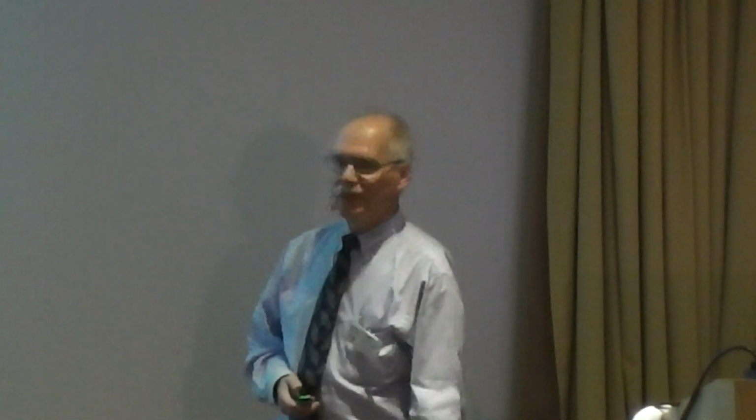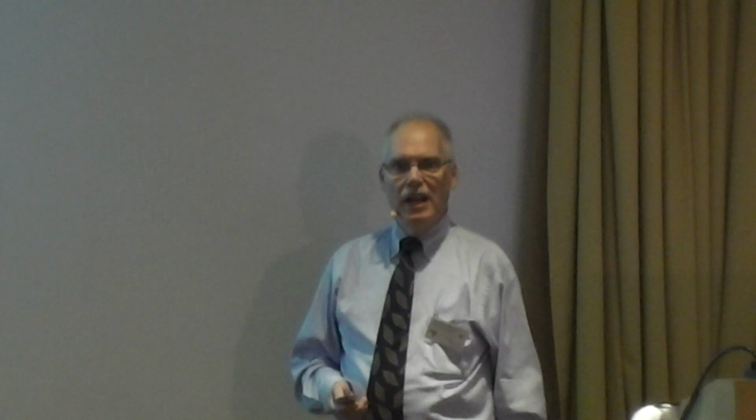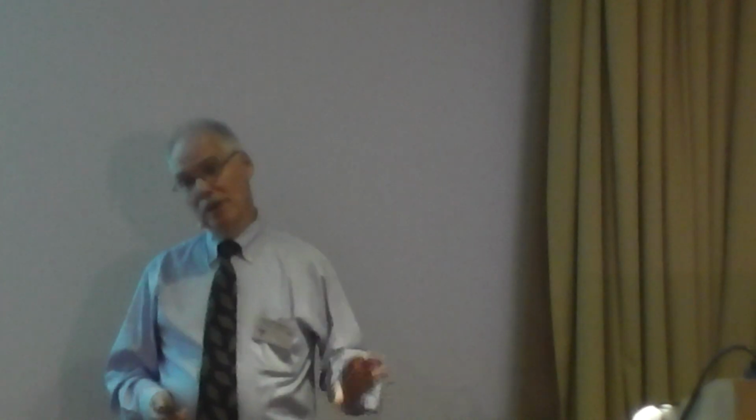Well, let's see how to do this in Excel. Excel has a function called norm.dist, which calculates the bell-shaped curve, the normal distribution. It takes 4 arguments. The first one is the number. The second one is the mean. The third one is the standard deviation. The fourth one says, is this a density or a cumulative distribution? So you give it all that information, and that gives you the probability that you have less than 130. So you have to subtract that result from 1, because we want to know the probability that we have more than 130.